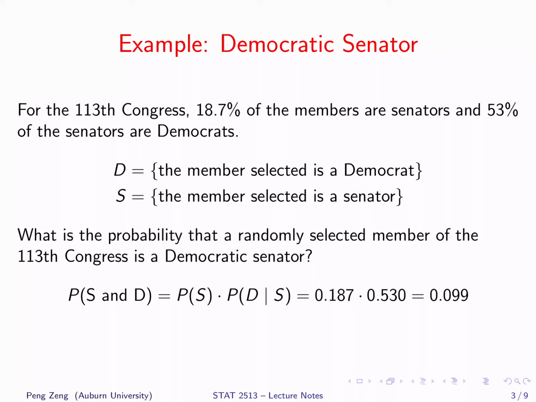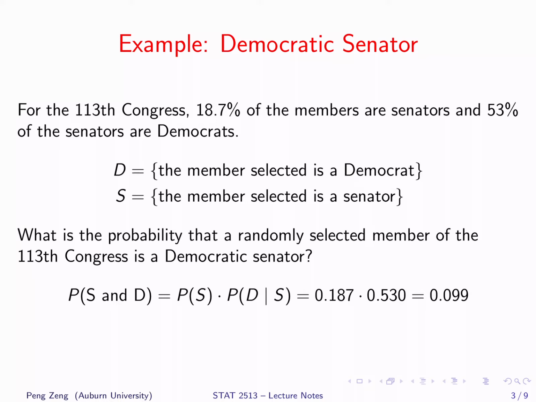See, when we talk about 18.7% and 53%, we refer to different sample spaces. The sample space of the latter is just an event of the former. Therefore, this 53% is essentially a conditional probability, although there is no word "given" in the description.